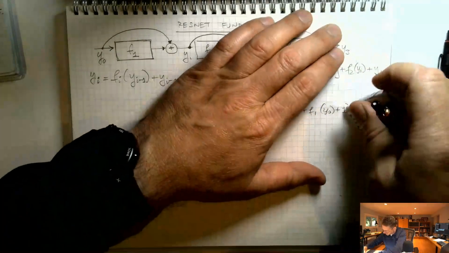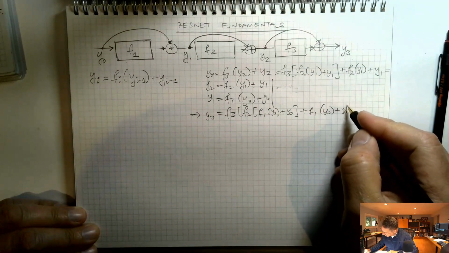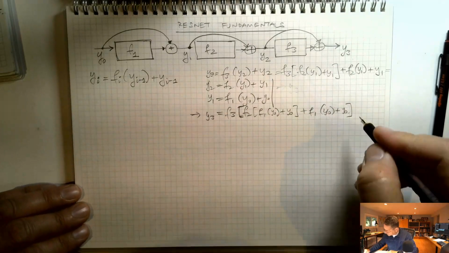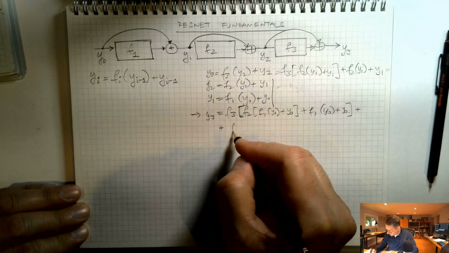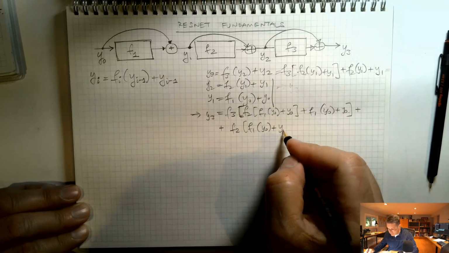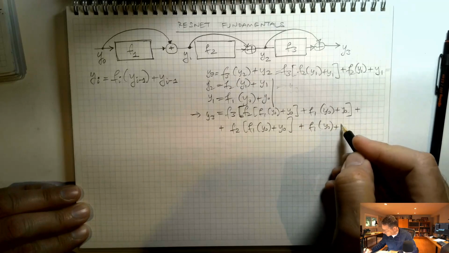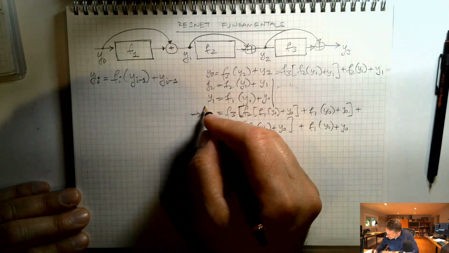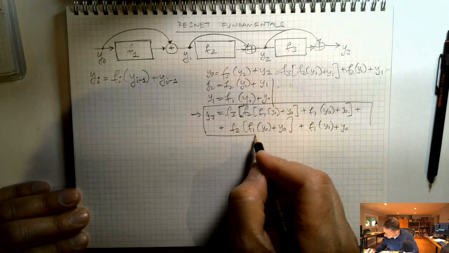And this is now the second square bracket. Okay, so it is really this bracket over here, plus f2 of f1 of y0 plus y0, plus f1 of y0 plus y0. Okay, so this is my final expression with respect to the output of y3.